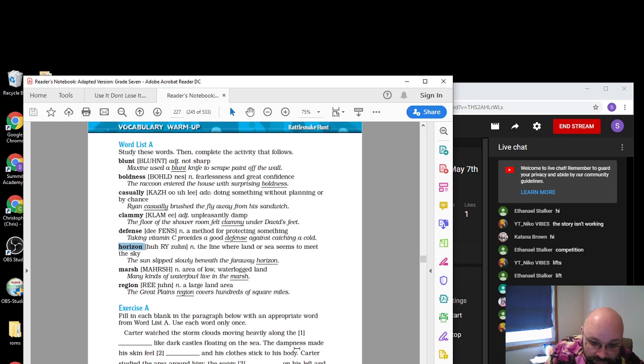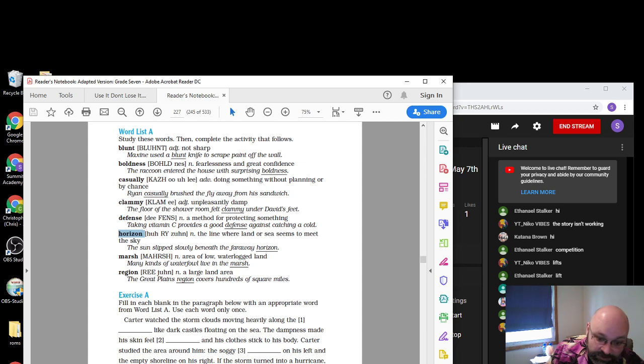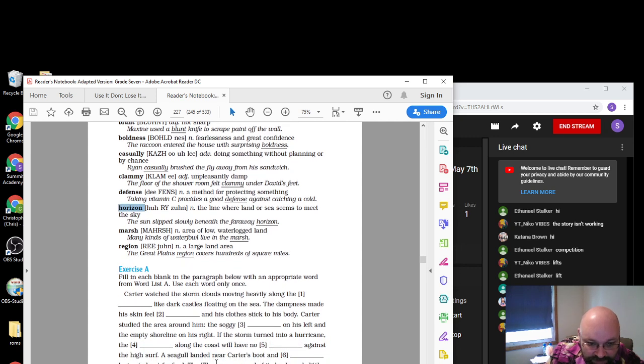For number 2, the dampness made her skin feel clammy and his clothes stick to his body. Carter studied the area around him, the soggy marsh on his left and the empty shoreline on his right. If a storm turned into a hurricane, the region along the coast would have no defense against the high surf. A seagull landed near Carter's boot and casually began to hunt for food. The blunt end of the beak made little craters in the sand. The gull's boldness in landing near surprised Carter, and that would be that.